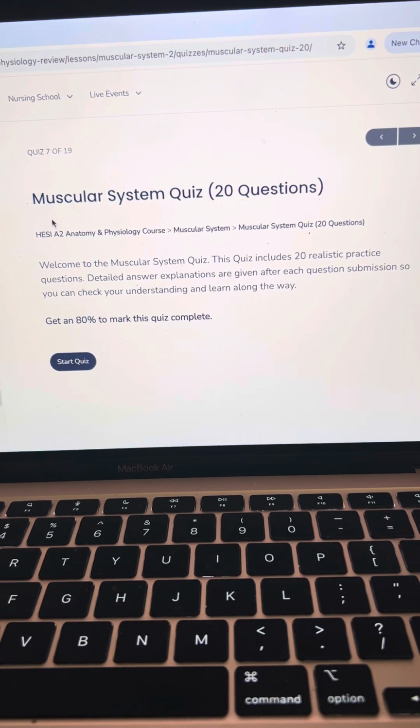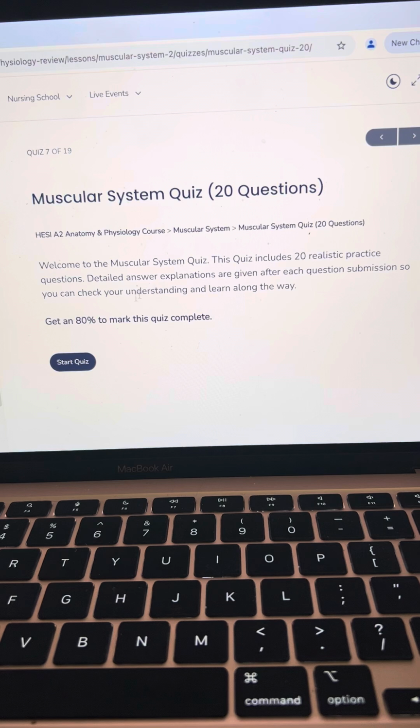I am actually done with the muscular system, okay? So I'm ready to do the quiz, all right? So I'm going to start the quiz with you. And this is another app that I've got that I'm actually using for my HESI A2.